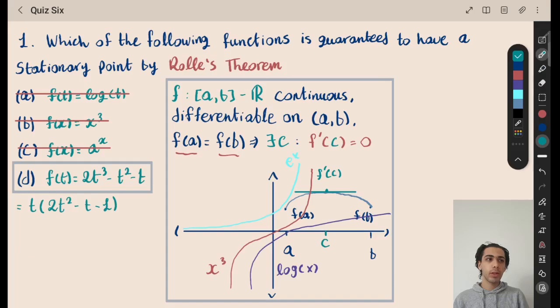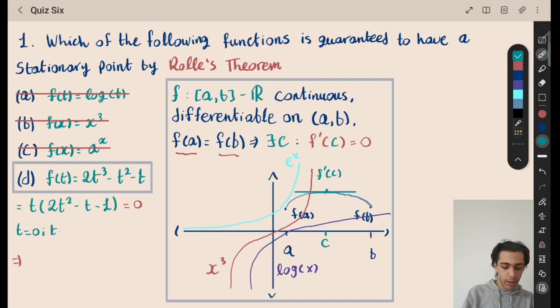And I'm feeling good today, so I think I'll try to find the roots of this function. And if I do, then clearly I have t is equal to 0 as one root. Maybe I have two more coming from here. Maybe not.